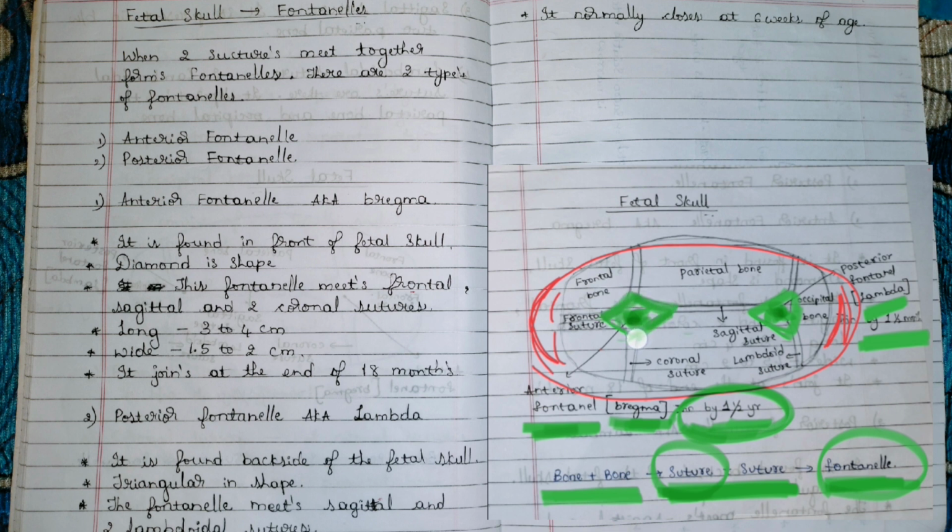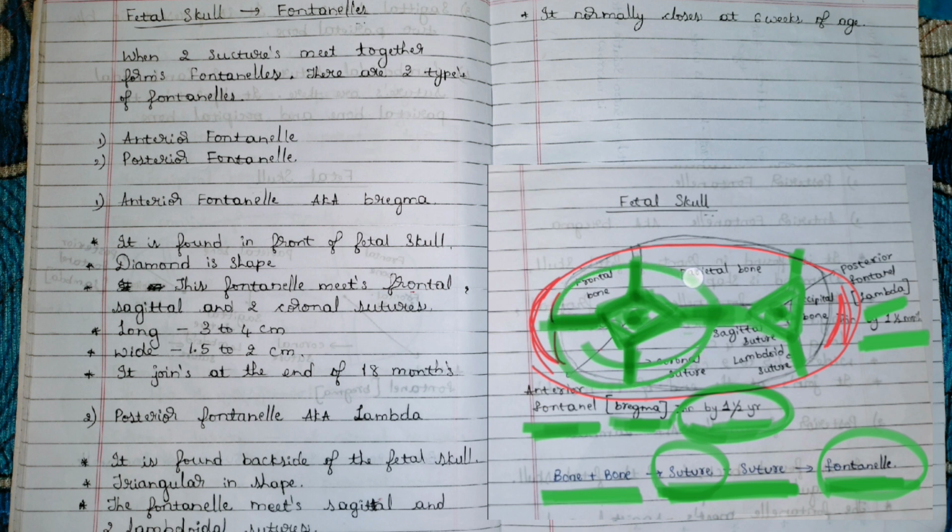The anterior fontanelle consists of 3 sutures: the coronal sutures, the sagittal suture and the frontal suture. Actually, these 2 are the coronal sutures, this is the sagittal suture and this is the frontal suture. And next, if you look at the back side, that is the posterior part, this consists of 2 lambdoidal sutures and 1 sagittal suture.